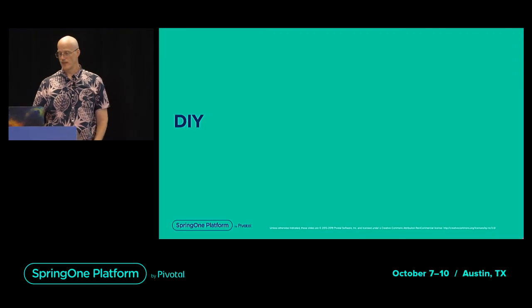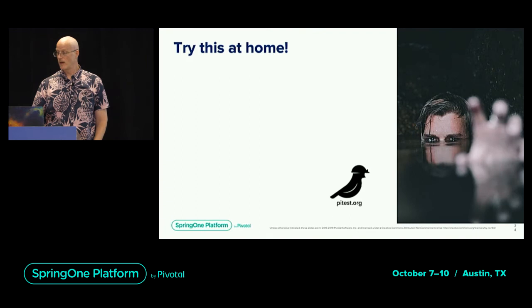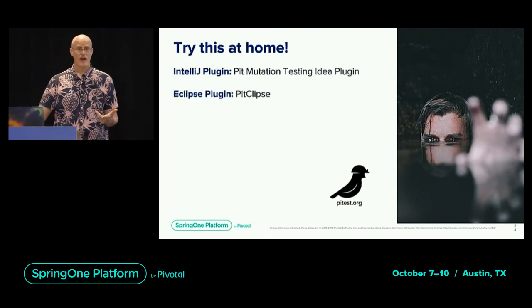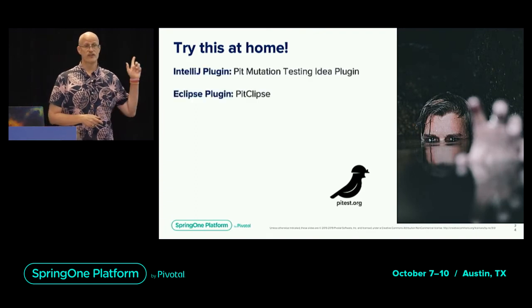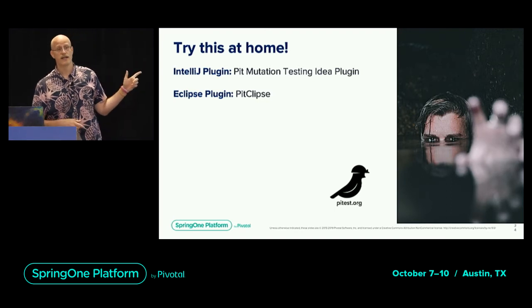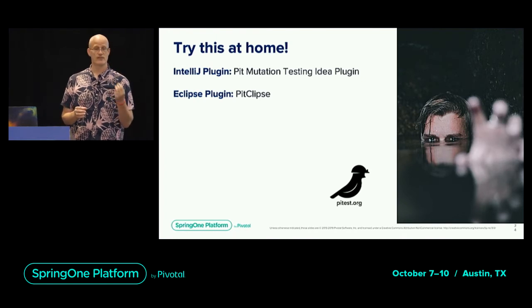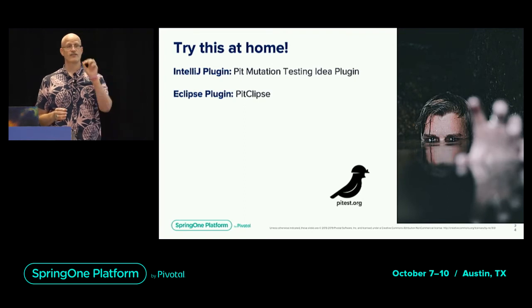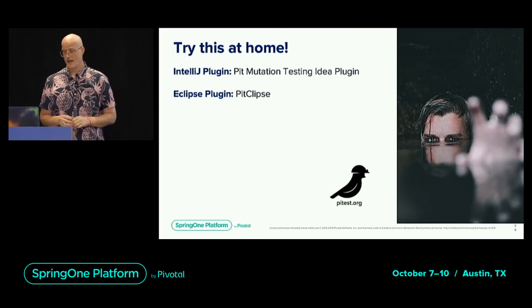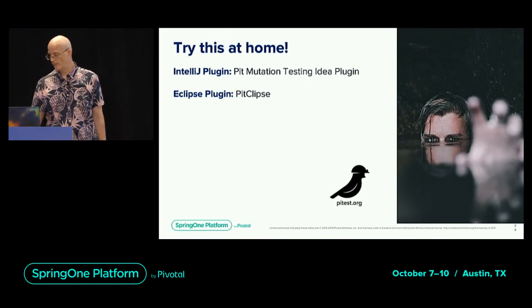So, doing it yourself. Here's the try it at home part. All right, so these are the easiest ways to do it. IntelliJ and Eclipse have plugins. You can get them from the marketplace. You install them. They are really, really easy. It is literally you install them from the marketplace, you enable them. In IntelliJ, it even has a nice big pink run button that you will easily find. Highly recommend, if you're going to do it this way.